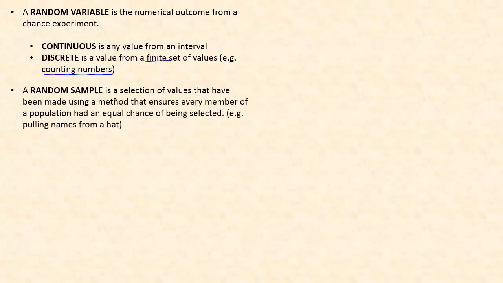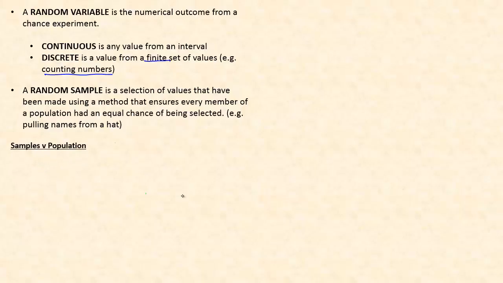A random sample is a selection of values that have been made using a method that ensures that every member of a population had an equal chance of being selected, e.g. pulling names from a hat or rolling a standard fair cubical die.